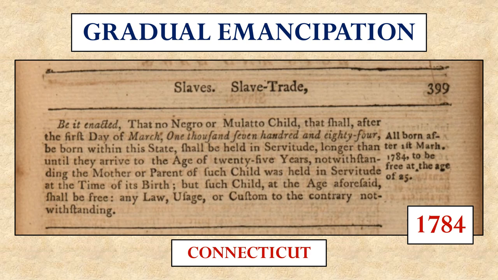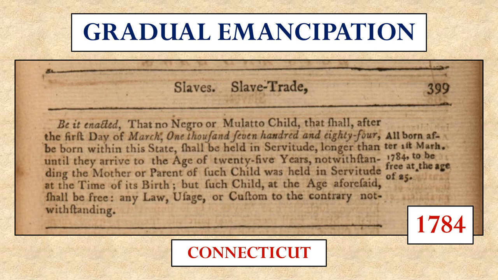Oftentimes, even when slaves were emancipated, it was a gradual process. Here's an example from 1784 in the state of Connecticut. Connecticut passed a law officially ending slavery in the state. But the way the law was created, anybody under the age of 25 was still a slave. And anyone born to them while they were a slave would also be a slave.